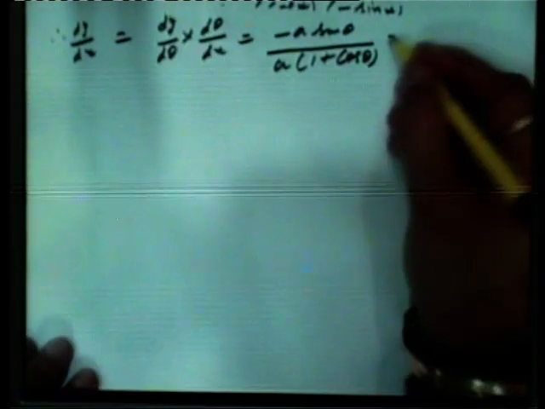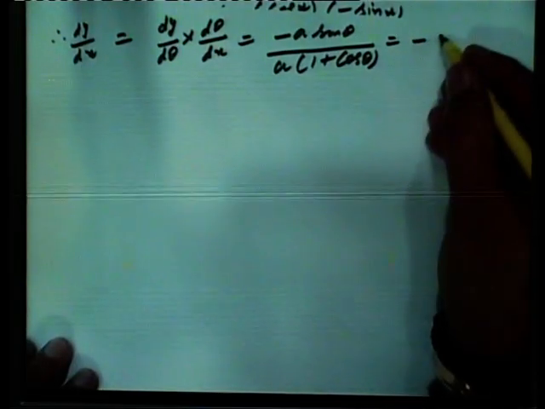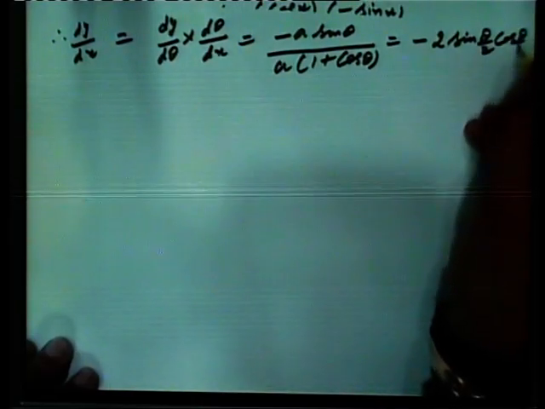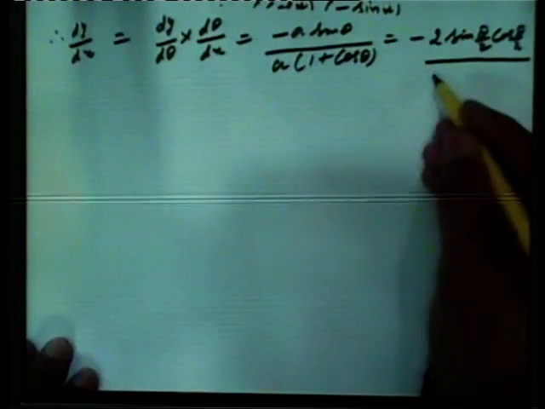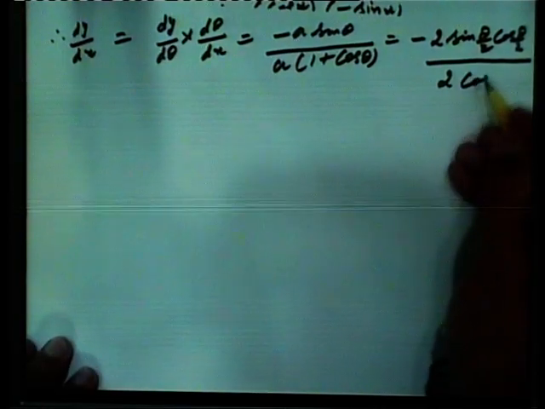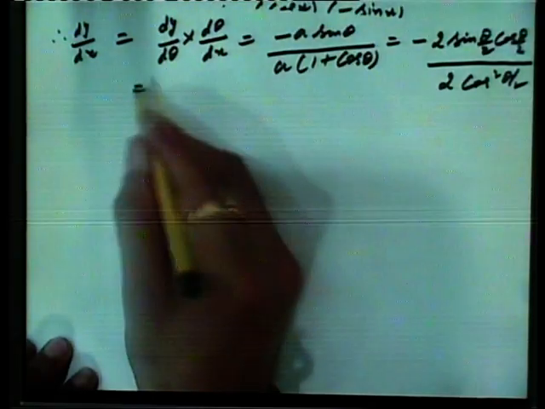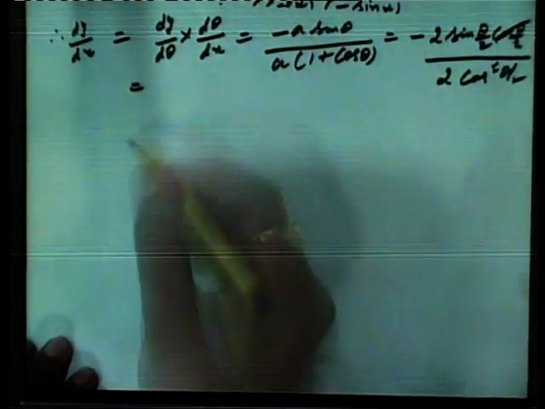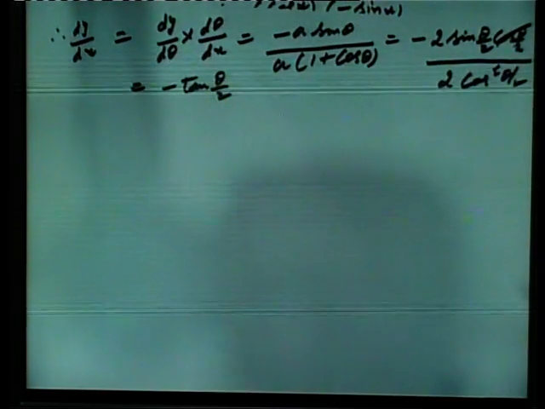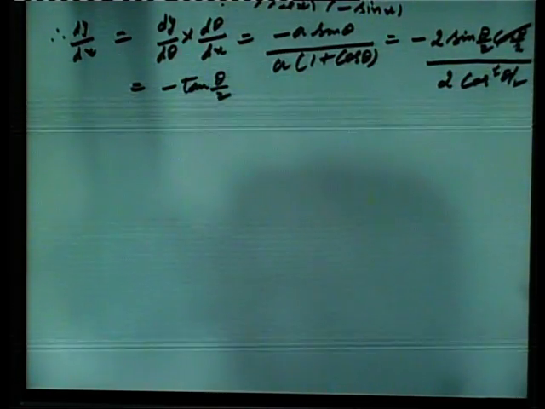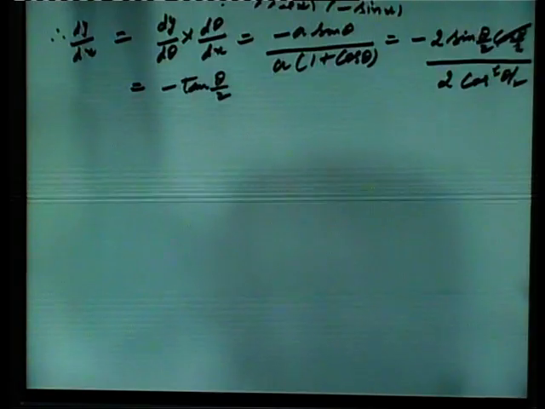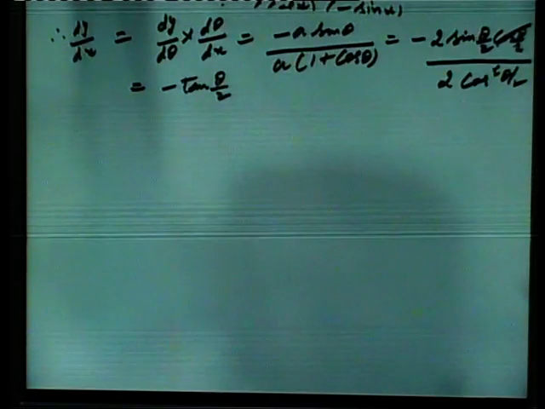Now, we apply the trigonometric formula: sin theta is 2 sin theta by 2 into cos theta by 2. So, 1 plus cos theta is equal to 2 cos square theta by 2. So, after cancellation, a cancels and we are left with minus tangent theta by 2. You see that minus tangent theta by 2.